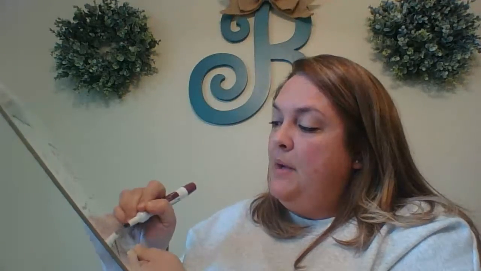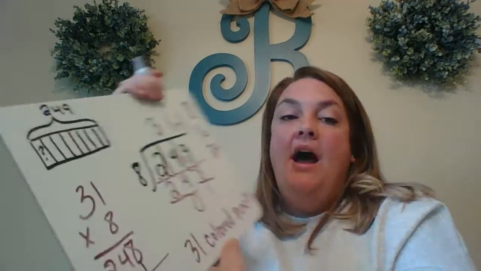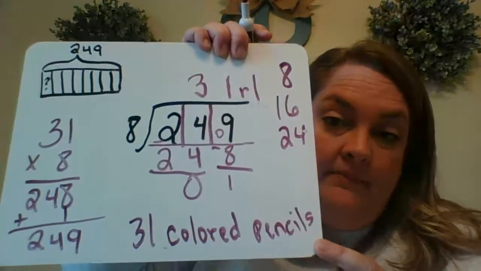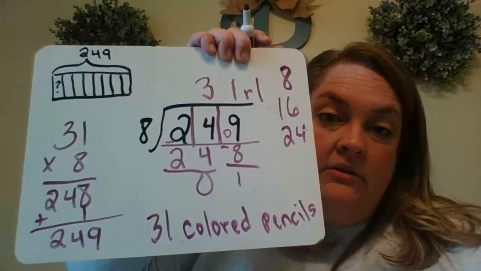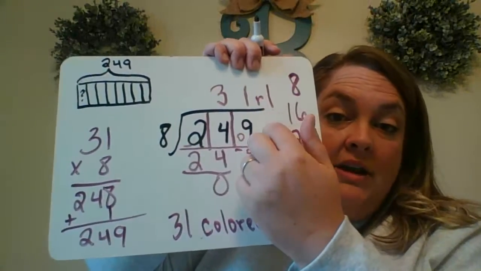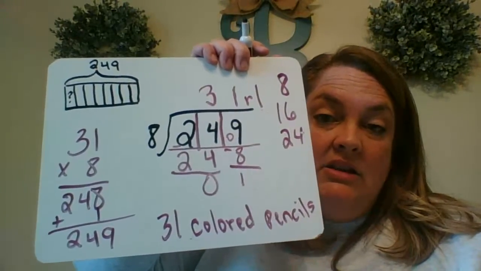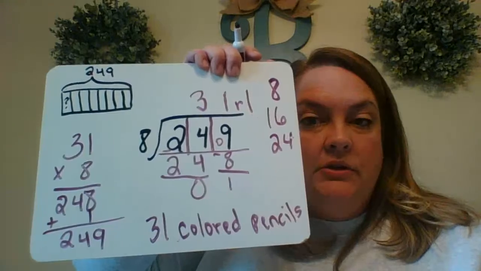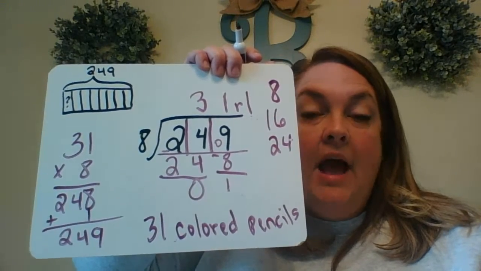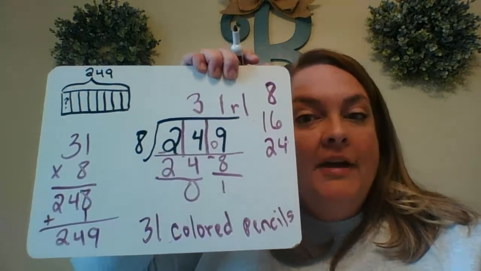So in this problem, I would ignore the remainder and not add it on because it's not important. This is the exact answer, right? Even though we have the remainder 1 in our answer, it doesn't need to be told when we give our final answer because the question was how many colored pencils per student. All right, good job, guys.